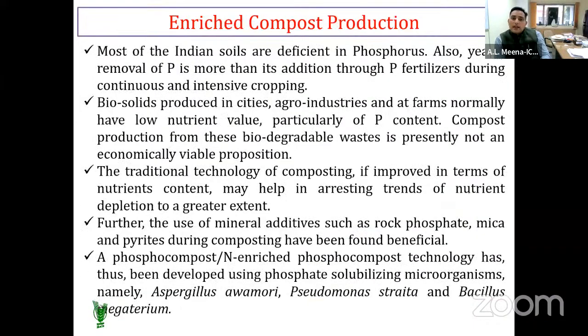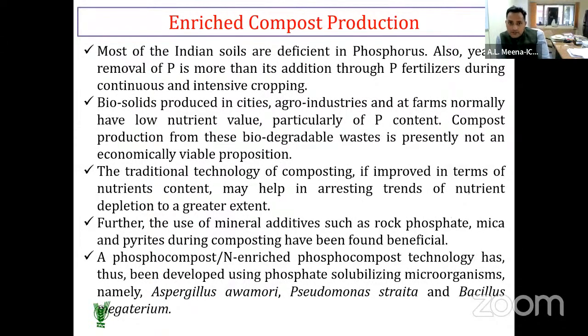Now coming to enriched composting. Enriched composting is done to prepare compost material that is enriched with different nutrients, and the enriching is done during the preparation or at the final stage. Most of the Indian soils are deficient in phosphorus. Mainly, enriched composting is done in the case of phosphorus.